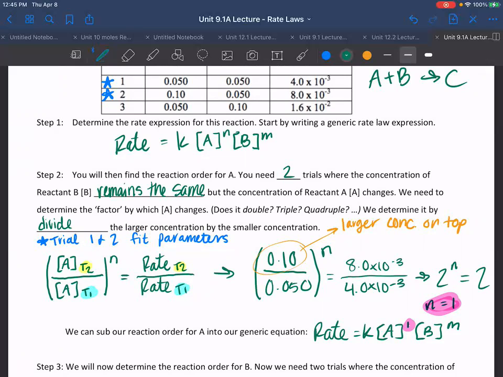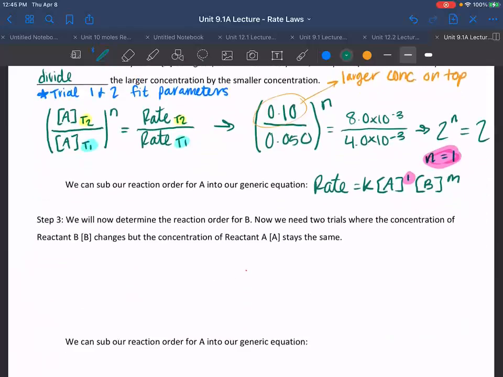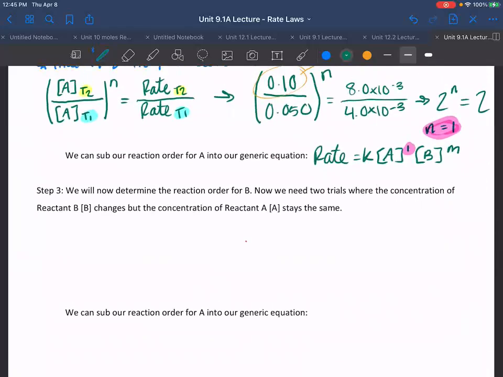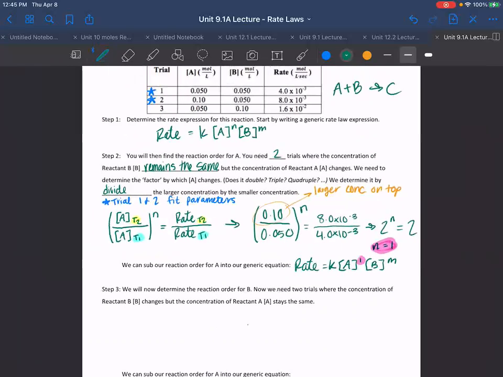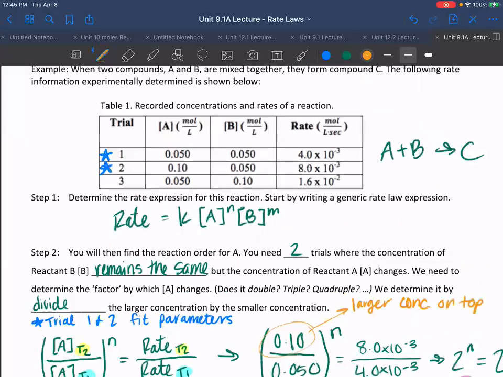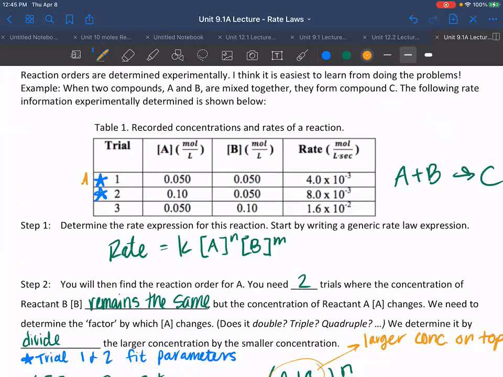That means this rate is really dependent on whatever the second reactant is. Any other questions? Okay, let's figure out the order of B. Same idea, except now we need to find two trials where B changes and A stays consistent. So what two are we using here? Wonderful, we're using 1 and 3 to find B.